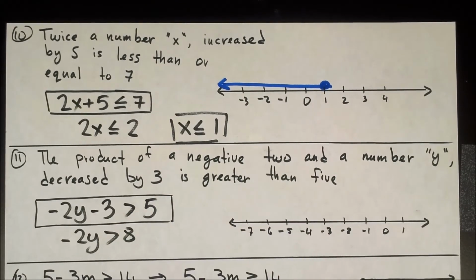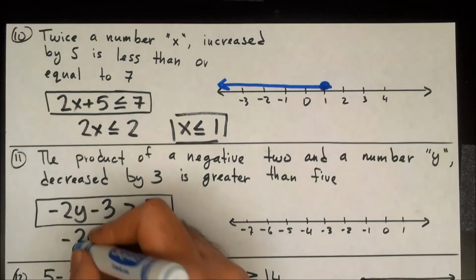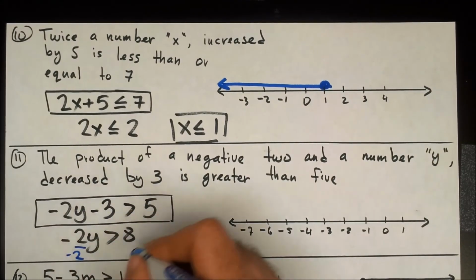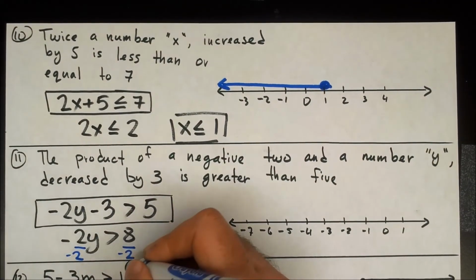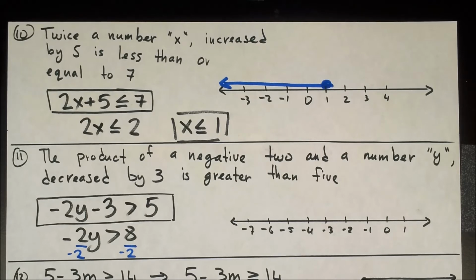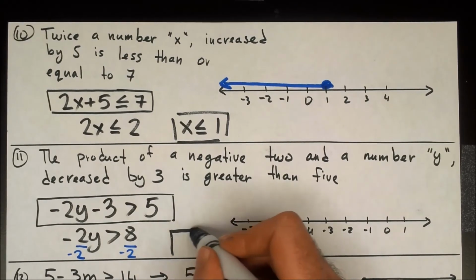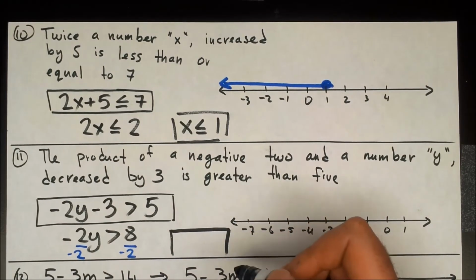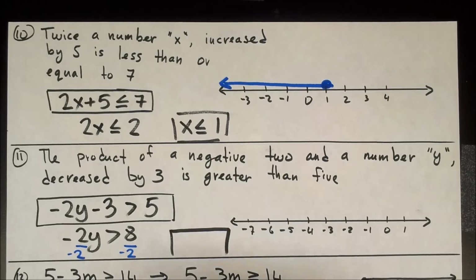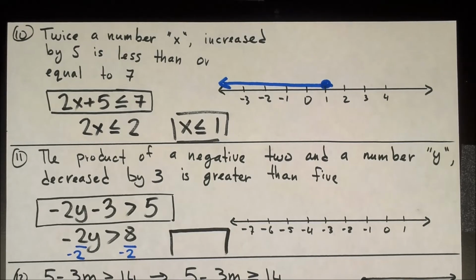And then my last part, I have to divide by a negative 2. I'll actually write that in here, kind of small: divide by negative 2 on both sides. And does that break the rule? The answer is yes, that breaks the rule. Do I need to flip now? I do need to flip because I'm dividing by a negative number.